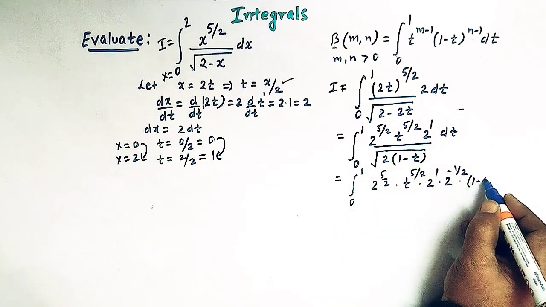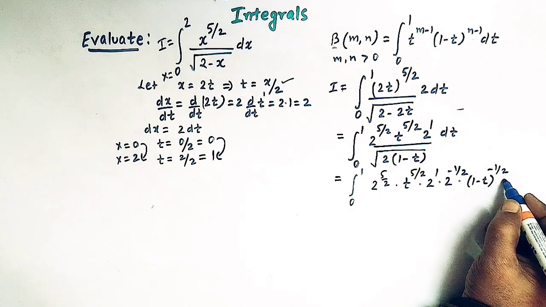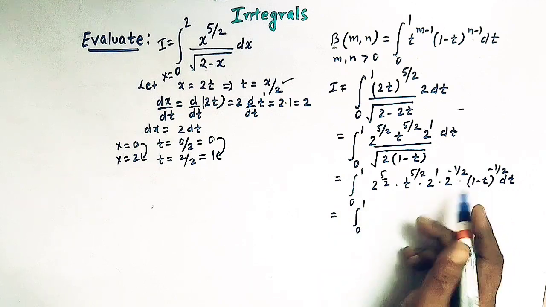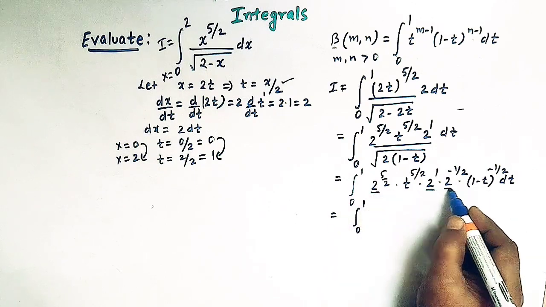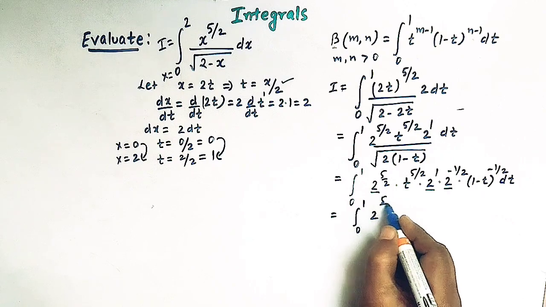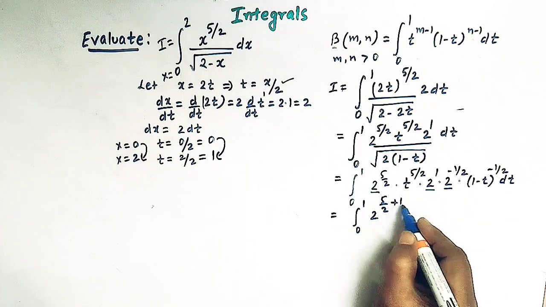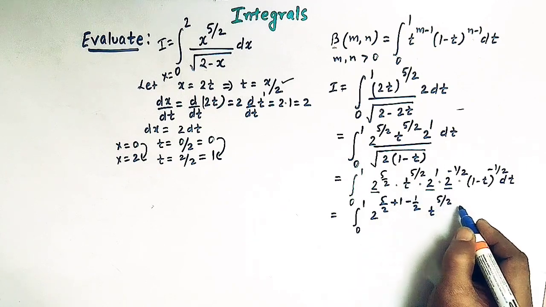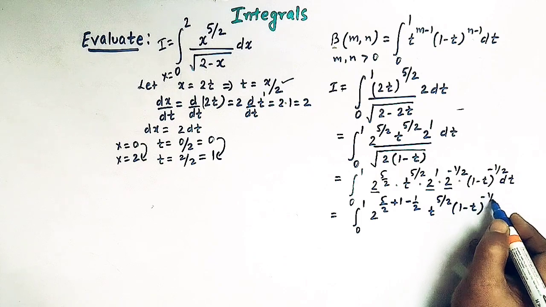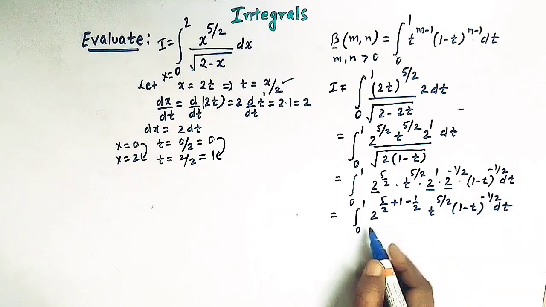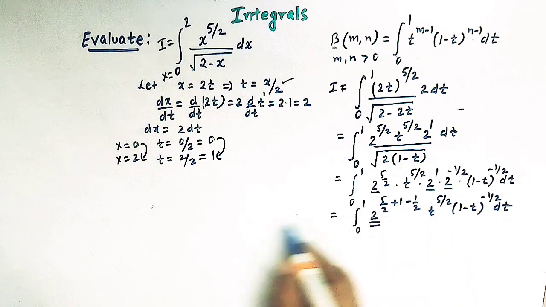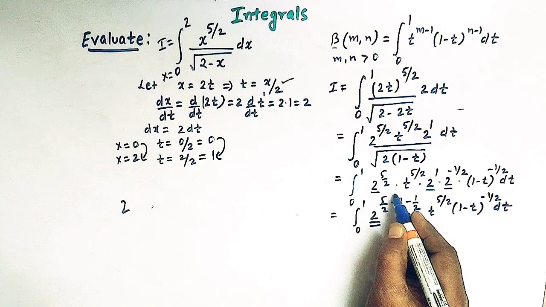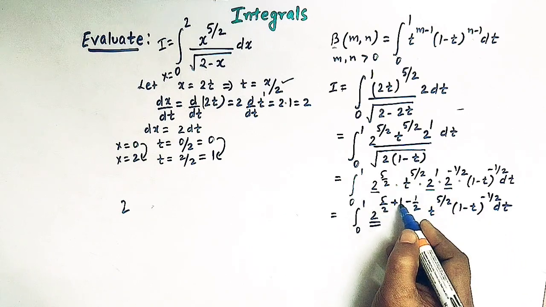So we can now write (1 minus t) raised to minus half, and here we have dt. So now let us further simplify it. Here we can collect all these 2's. So we have 2 raised to 5 over 2 plus 1 minus half, and here we have t raised to 5 over 2 and (1 minus t) raised to minus half, and here we have dt. Now simplifying this term, we have 2 raised to 5 over 2 minus half, which is 4 over 2, that is 2, and 2 plus 1 is 3.